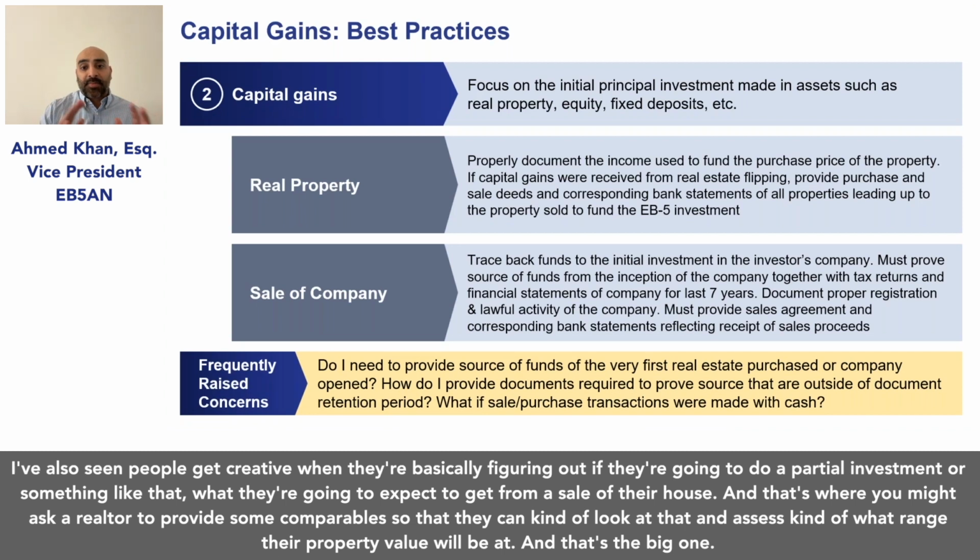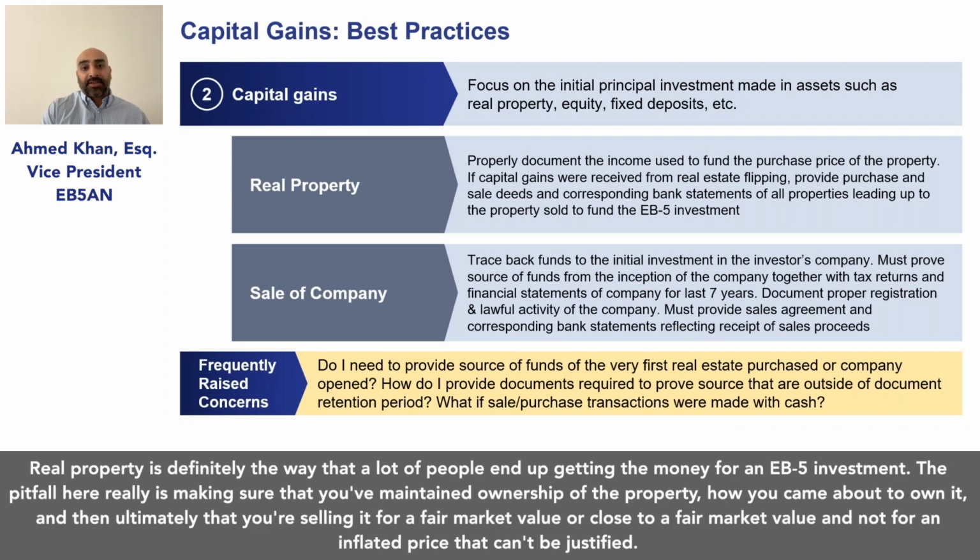And that's kind of the big one. Real property is definitely the way that a lot of people end up getting the money for an EB5 investment. The pitfall here really is making sure that you've maintained ownership of the property, how you came about to own it, and then ultimately that you're selling it for a fair market value or close to a fair market value and not for an inflated price that can't be justified.